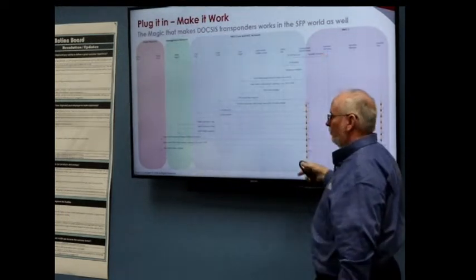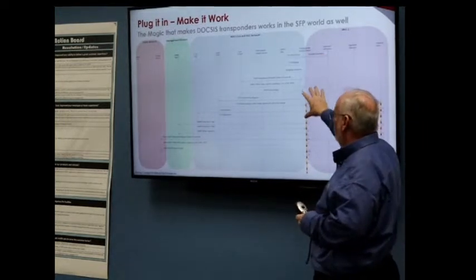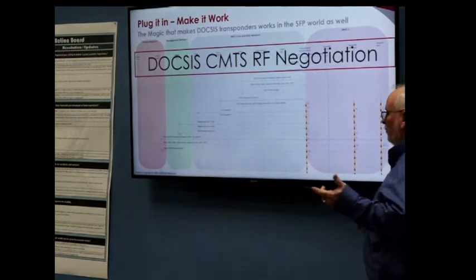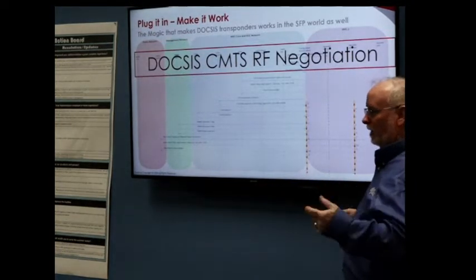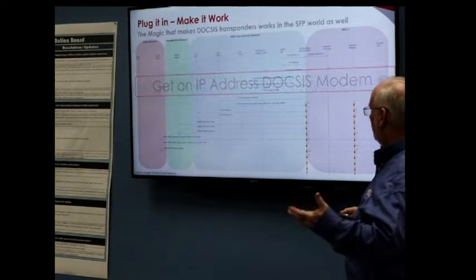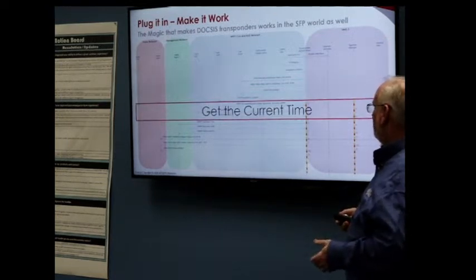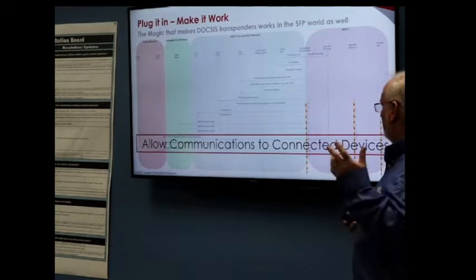This is a DOCSIS transponder coming online. These are all the background processes that happen. And I'll walk through it. So, DOCSIS negotiation, downstream lock, level, upstream lock, level, all my parameters, everything works. Get an address, get a config file, get the current time, then talk to the management server, and then go online and allow communication.